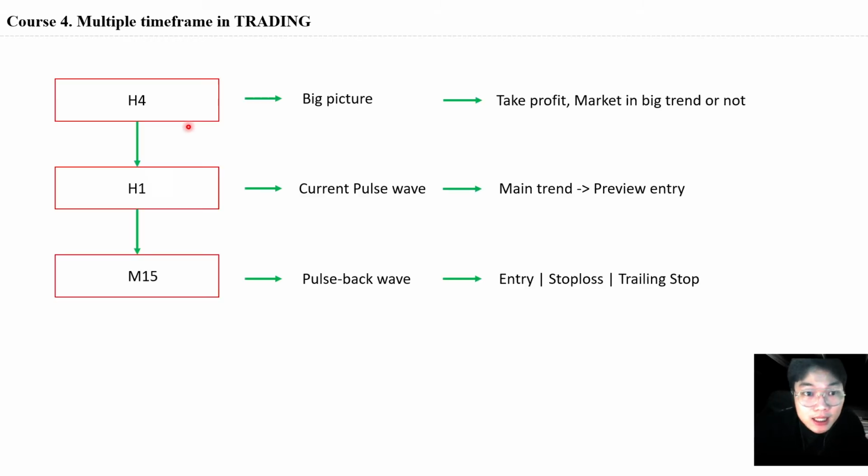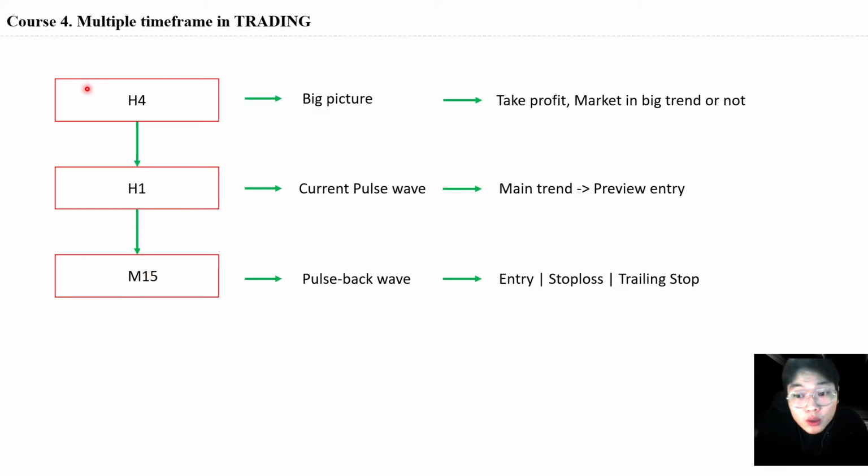So let's get started. The first one is the top-down analysis. Top-down analysis means that you analyze from the highest time frame to the lowest time frame in your trading system. For example, at this time you are using 3 time frames combined together: the 4 hour time frame, the 1 hour, and the 15 minute time frame. Anytime you open the chart, you need to see the 4 hour first, then the 1 hour and the 15 minute time frame.